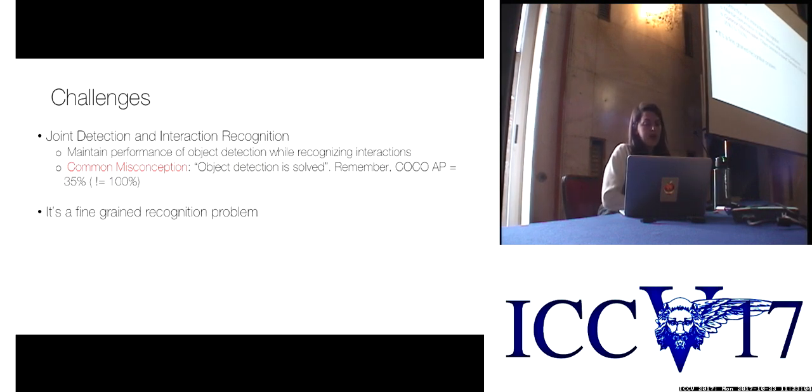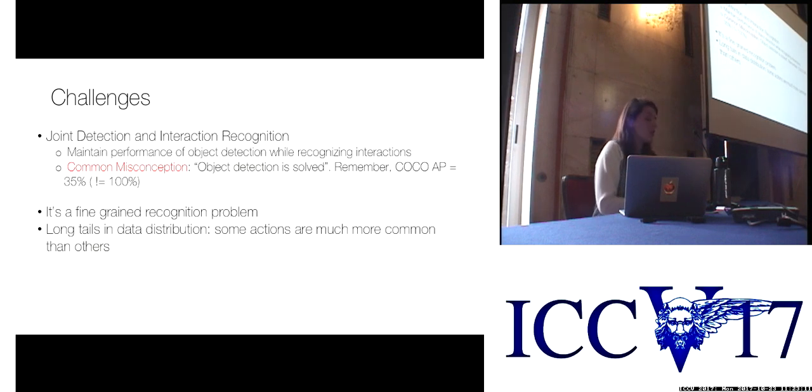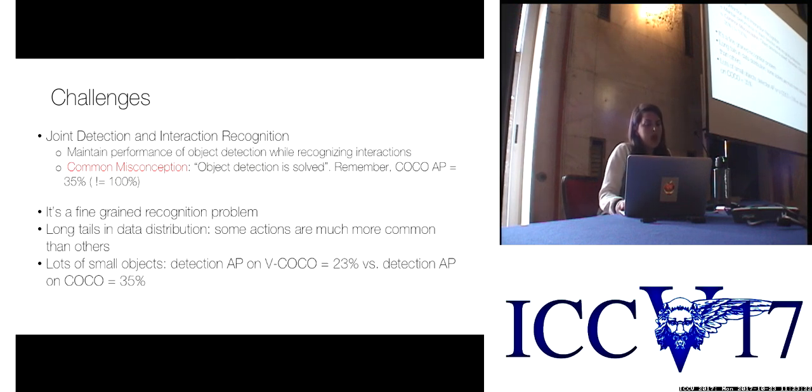What is more is that it's a fine-grained recognition problem. Also, there is a lot of uneven data distribution. We have a lot of long tails, and that is because some actions are way more frequent than others. And last but not least, the objects that we tend to interact with are small. And this makes it challenging because detecting small objects is a very difficult task. And without detecting them, there is no hope in solving this task at all.